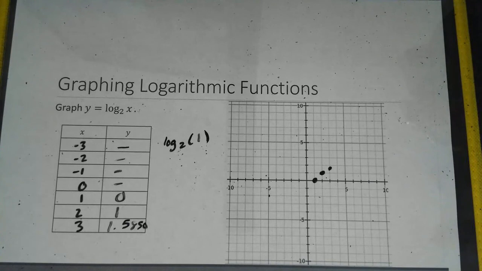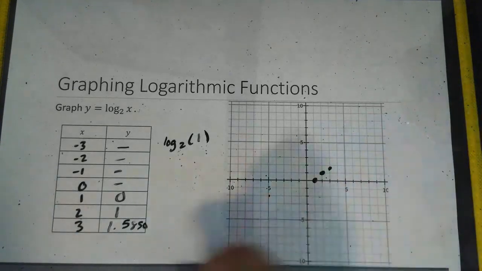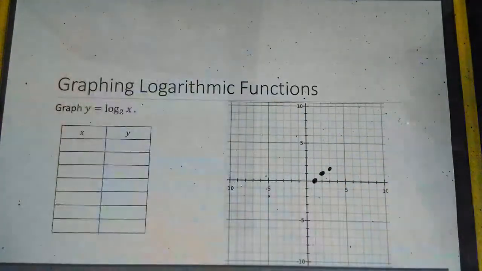So let's plot the points that I can. I have 1, 0, that's here. I have 2, 1, that's here. I have 3, 1.58 stuff. So something like that. Is that enough to give you an idea of what this graph looks like? Because that doesn't really help me. So what can I do? I'm going to leave these points here because I know they are on my graph, but they're not enough to help me. We're going to try looking at this a different way.